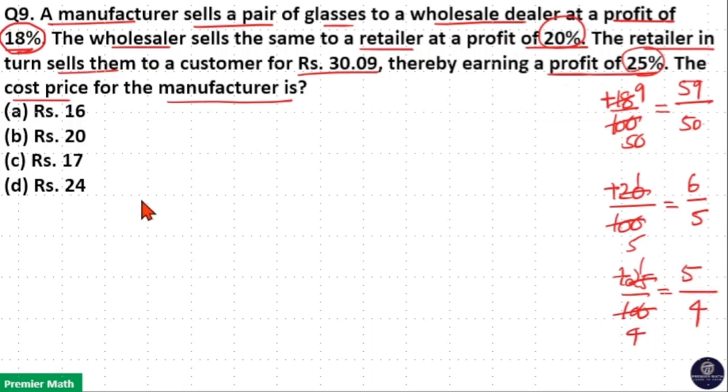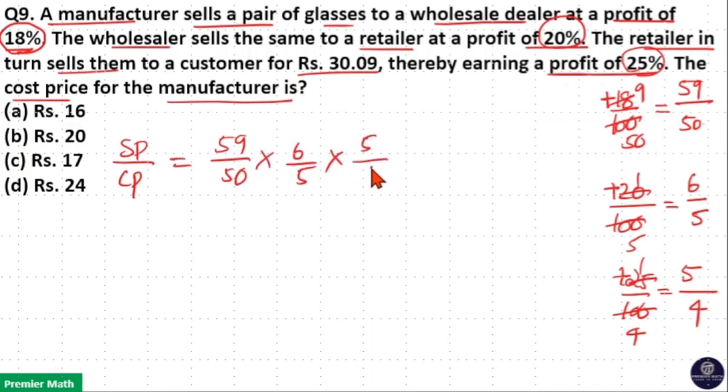Now take the ratio of sell price by cost price, which is equal to multiplying all these together, that is 59 by 50 into 6 by 5 into 5 by 4. Now 5 and 5 cancel, 2 goes 2 times in 4, 2 goes 3 times in 6. Now 59 into 3 is 177. So 177 divided by 50 into 2, 100. Now you can see this 177 part is the sell price.